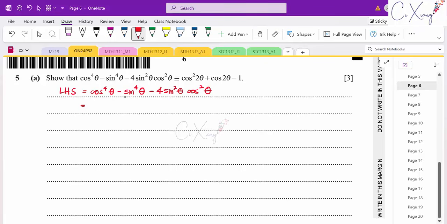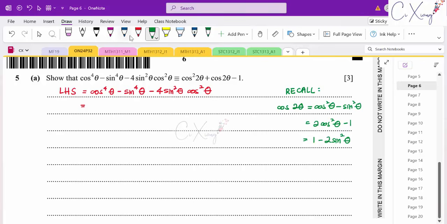How can we simplify cos power 4 minus sine power 4? Basically, we have a lot of double angle formulas with power 2. As an example, the double angle formula that we have is cos 2 theta equals cos square theta minus sine square theta, or 2 cos square theta minus 1, or 1 minus 2 sine square theta. So all of these are squares. That means for power 4, we actually have to reduce the power first.